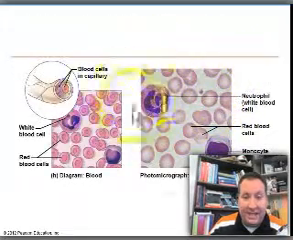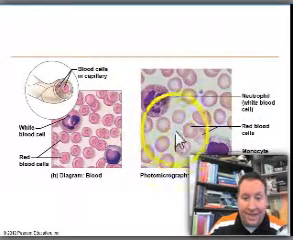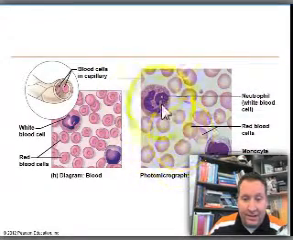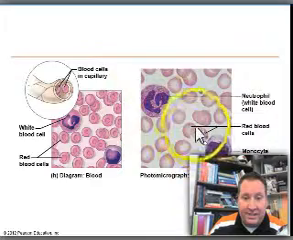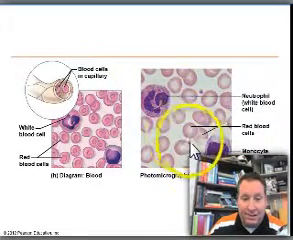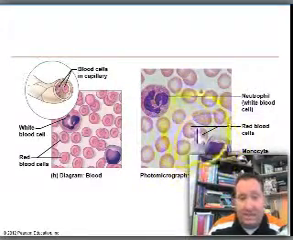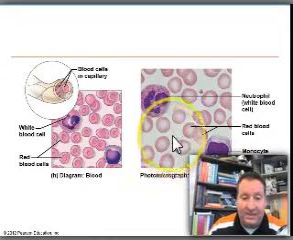This is what blood looks like underneath the microscope. The plasma would be this white part that's in between here. These large cells are white blood cells. These smaller cells are red blood cells. So you have your white blood cells, your red blood cells, and you have your plasma that makes up the actual matrix itself.